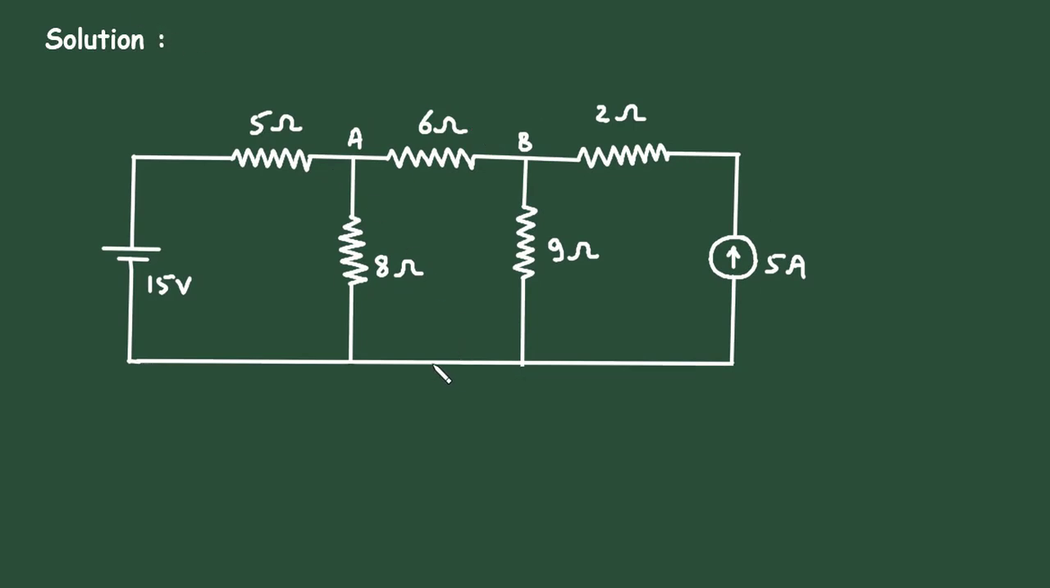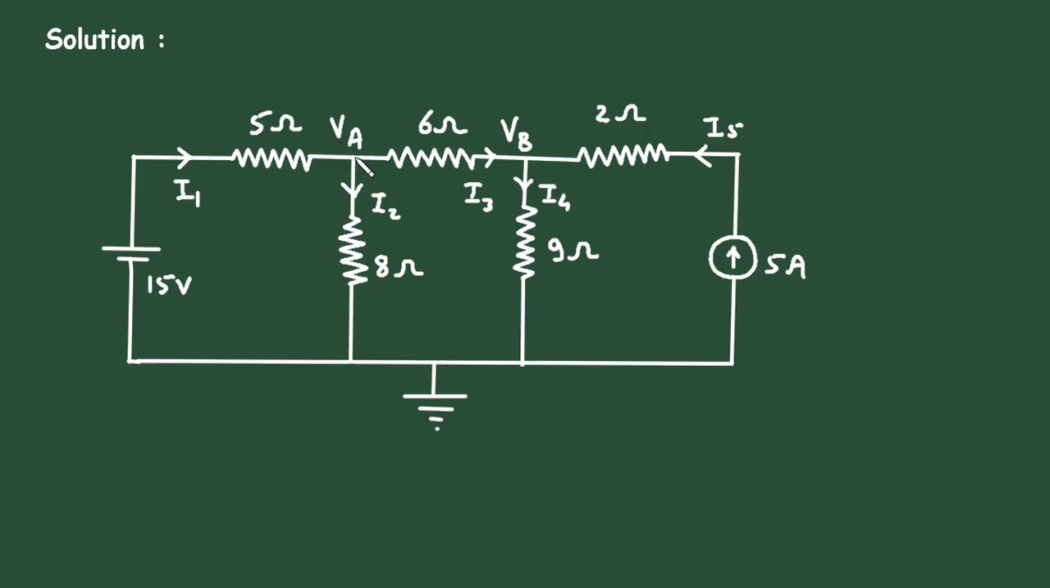First of all, let's assume this is a reference node with 0 voltage. Let's say this node voltage is VA and this node voltage is VB. Let's assume this is current I1, this is current I2, this is current I3, this is current I4 and this is current I5. All the currents are towards this reference node.